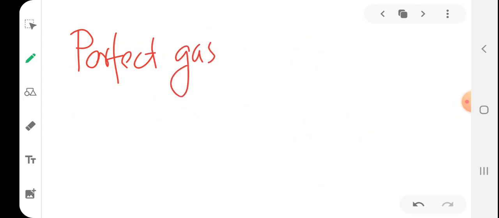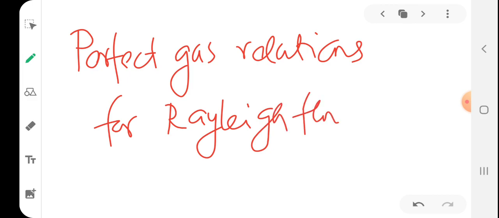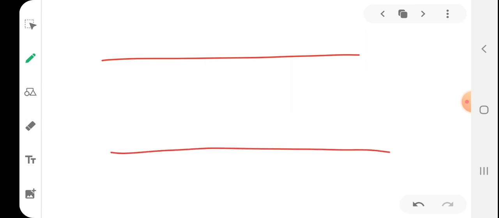So today we will derive some perfect gas relations in case of Rayleigh flow. First we will derive the pressure ratio. So consider a Rayleigh flow of a perfect gas through a duct.